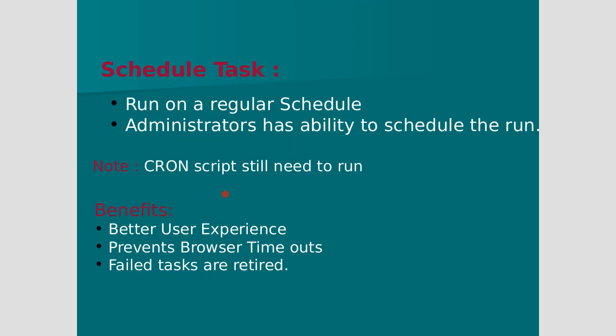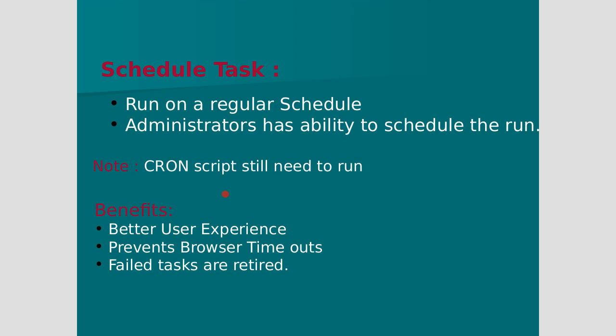So, scheduled task: a task, a unit of work, that runs on a regular schedule. In Moodle, the scheduled task is a new feature from 2.7, and it allows administrators to schedule the run, which is basically you can override the run scheduling time of the cron. A point to note here is that the cron script still needs to run. Users will still need to run the cron script. Any task will run only as long as the cron is running.